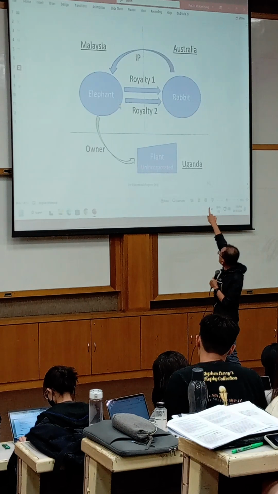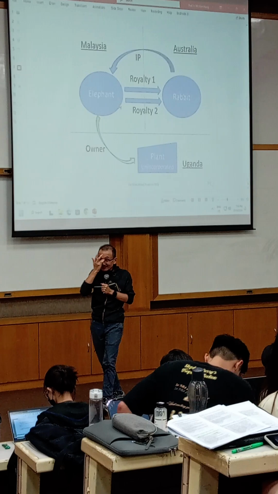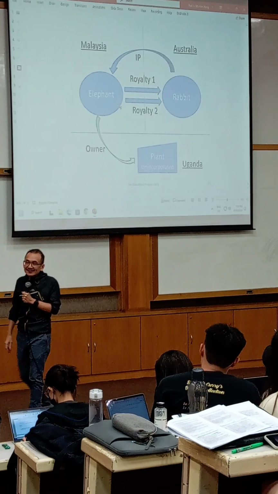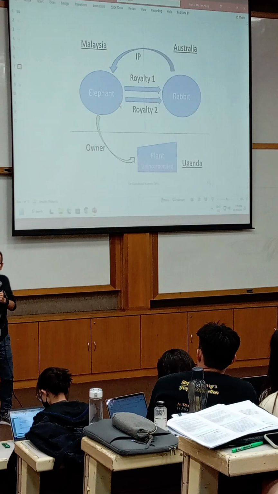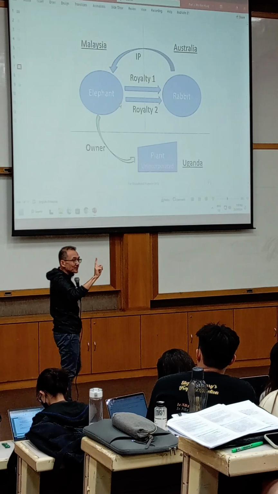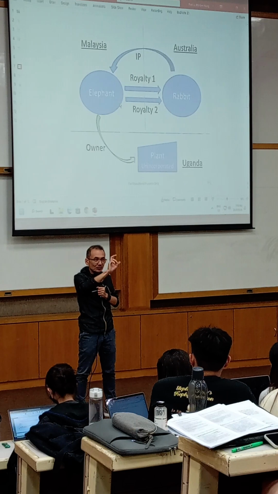Yes, royalty two in the accounts of Rabbit, tax, income tax. But Elephant cannot claim deduction. So, okay, this is the first lesson in tax planning. Can anyone offer me a good idea to mitigate this amount?